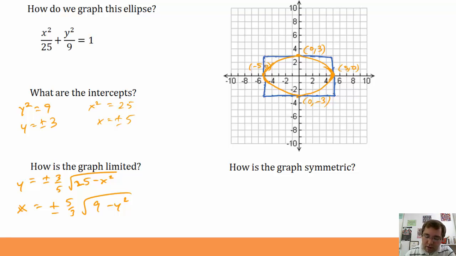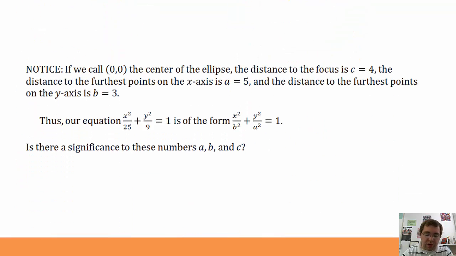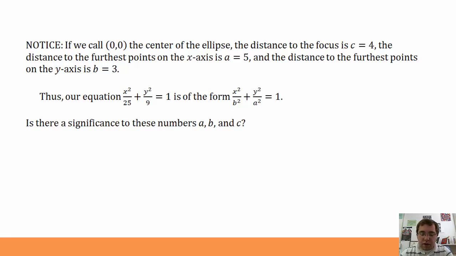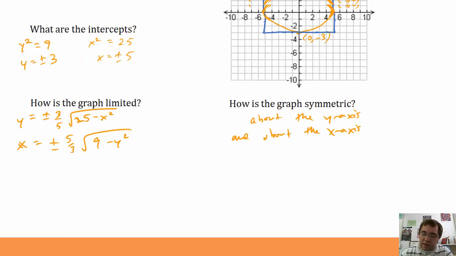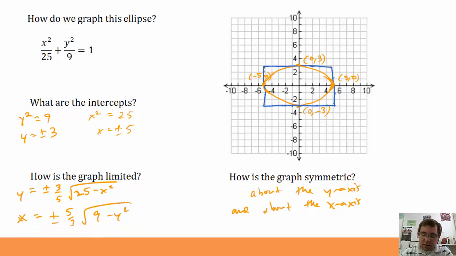It is symmetric about the y-axis and about the x-axis. Awesome. Notice that if we call 0, 0 the center of the ellipse, then the distance to the focus is 4. Remember, we had our foci all the way at the beginning of the video being at -4, 0, and 4, 0. So if our center is at 0, 0, the distance to the focus is 4.